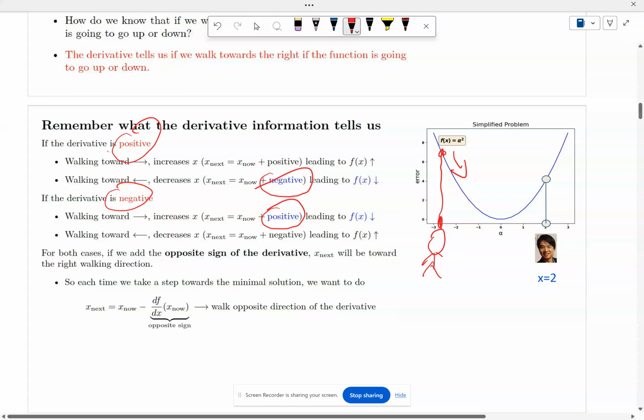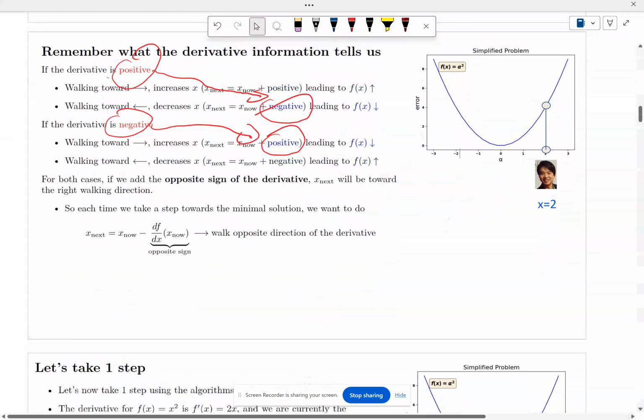So here's the key relationship. If the derivative is positive, I want to add a negative value to walk towards the left. However, if the derivative is negative, I want to add a positive value to walk towards the right. By knowing the sign of the derivative, we know which way to walk. So basically, all we have to do is take wherever we're standing now and add the negative, the opposite of the derivative. And that will guarantee that we walk the opposite direction of the derivative. And that will get us our next location.